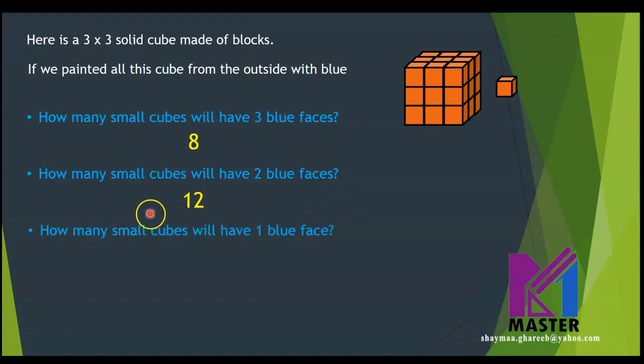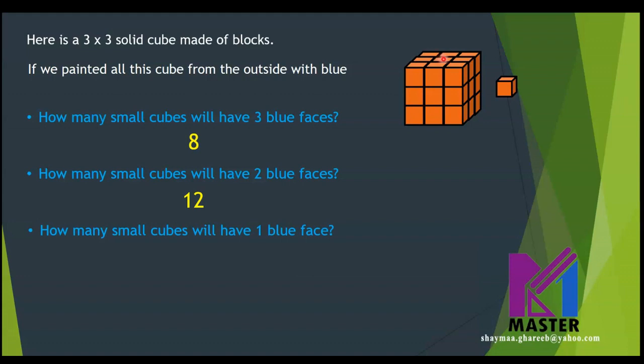The last question, how many small cubes will have 1 blue face? Let's check all the cubes we have. Let's look at the first layer here. We said the 4 corners have 3 blue faces, and the 4 ones in the middle edges have 2 blue faces. So which one? The only one exactly in the middle here has only 1 blue face, because I can only see one face of it.